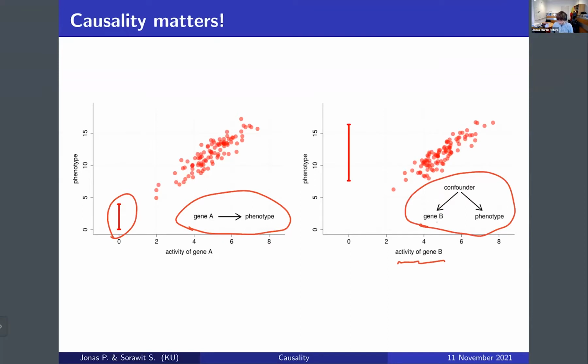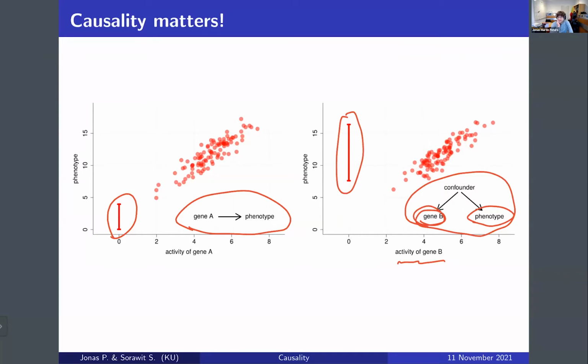Because now if you delete gene B, so you put a hammer and you destroy somehow the gene B, the question is what happens to the phenotype? And the answer is, well, not much, because the phenotype really doesn't care about what you did with gene B. So therefore, the best sort of prediction for the phenotype is to say that it does what it usually does, so it lies in this area here.